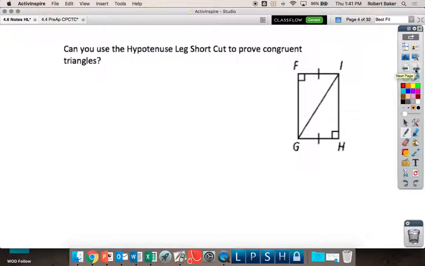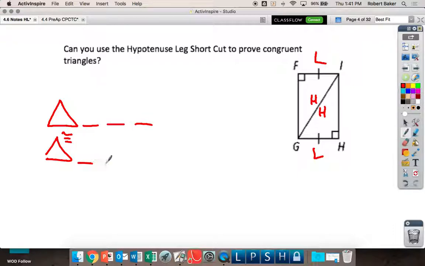Number one. Can you use the hypotenuse leg shortcut to prove that those two triangles are congruent? What is marked? That's a leg, which is congruent to the other leg. The line in the middle is the hypotenuse, congruent to the other hypotenuse. What shortcut do I have? The hypotenuse leg shortcut. So I'm going to write my triangle congruence statement. Name the first triangle.